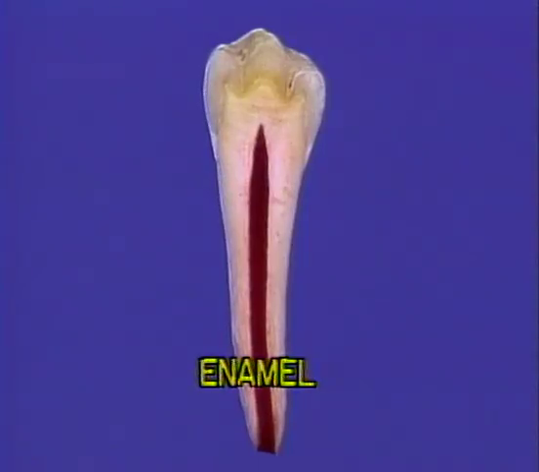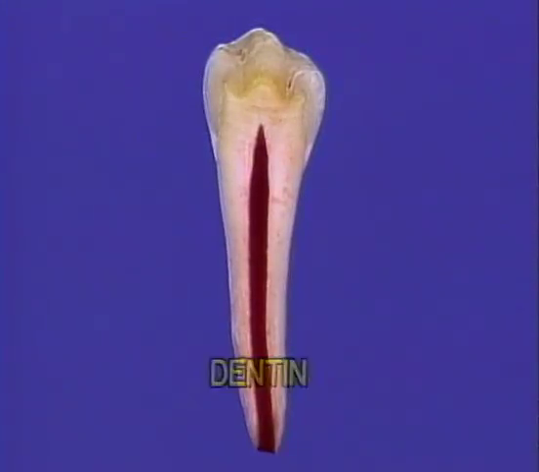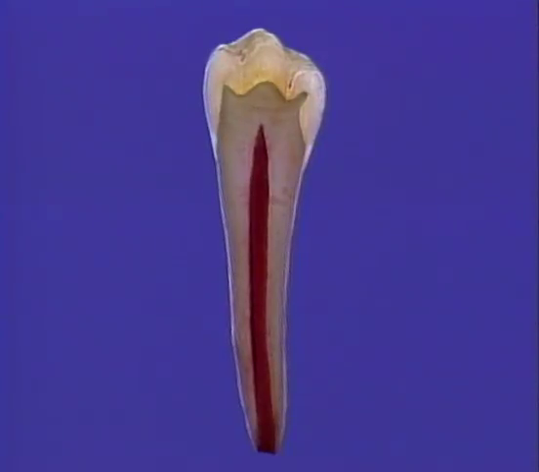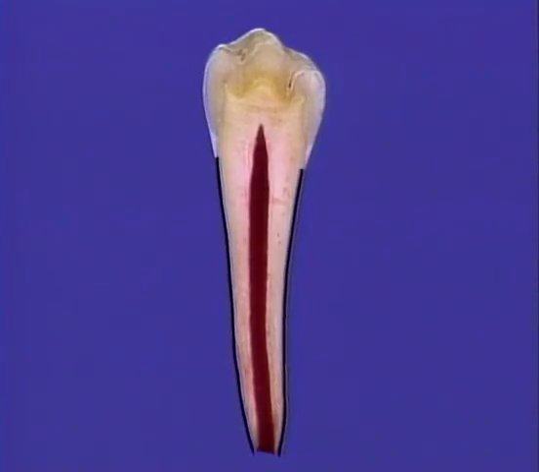Enamel. The enamel is the hard mineralized tissue which forms the outer layer of the anatomical crown of a tooth. It is the hardest of the body tissues. Dentin. Dentin is the tissue which forms the main body of the tooth. It is covered by enamel in the anatomical crown, cementum in the anatomical root, and surrounds the pulp cavity. Cementum. Cementum is the thin layer of bone-like hard tissue which covers the dentin of the anatomical root of a tooth.